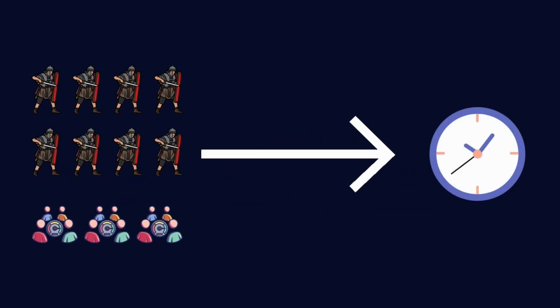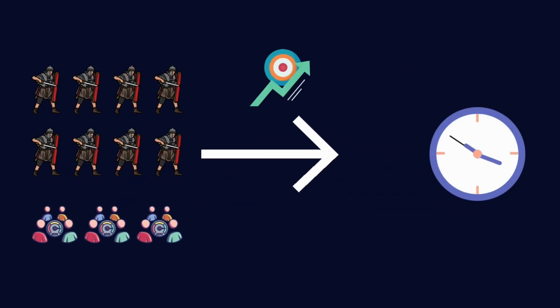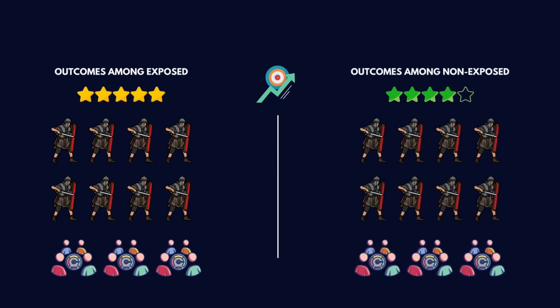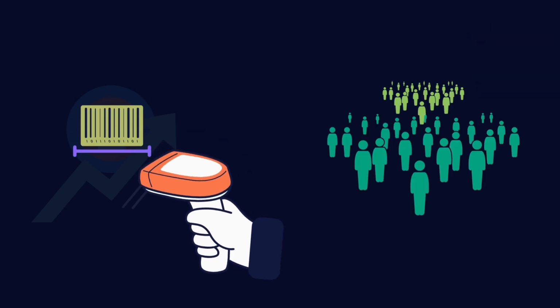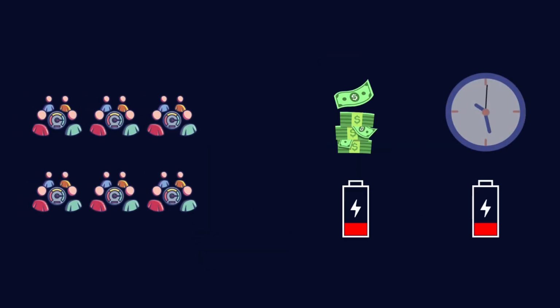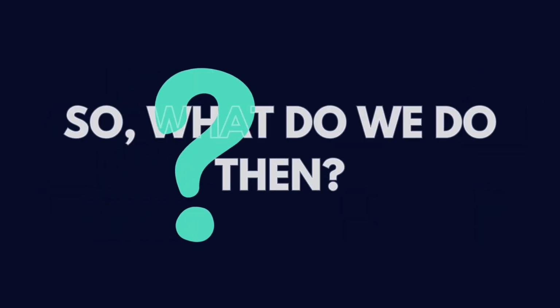It's only by following them over time that we track outcomes and compare their incidence between groups based on their exposure status. However, when the outcome is exceedingly rare, detecting it may require a very large number of people or a long follow-up period, or both. This is the challenge with cohort studies. We may not always have the time or resources to follow people over extended periods or include large numbers in our study. So, what do we do then?